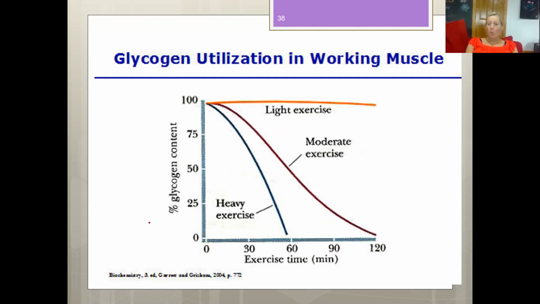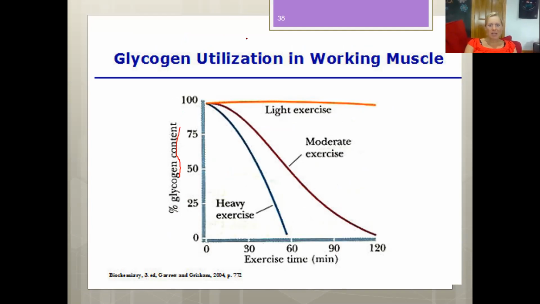This shows us what percentage of glycogen we're able to utilize. During light exercise, I have a limited supply of glycogen. When I'm doing light exercise, I'm really not burning a whole lot of that, so I'm able to maintain those glycogen levels. I've got about 2,000 calories stored of glycogen.